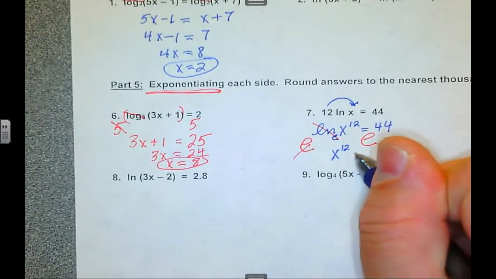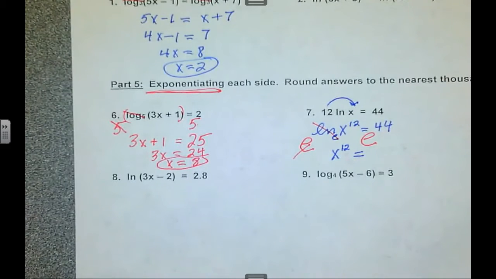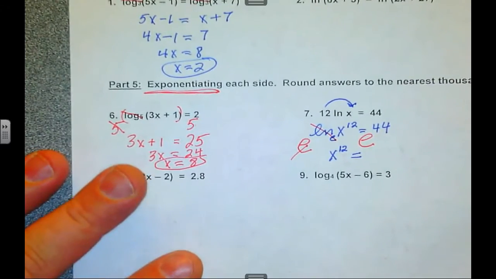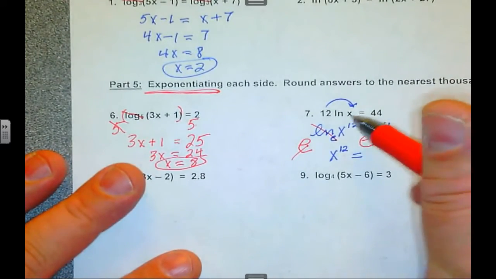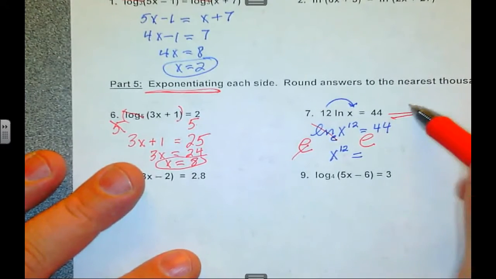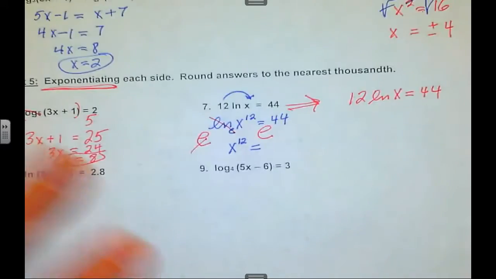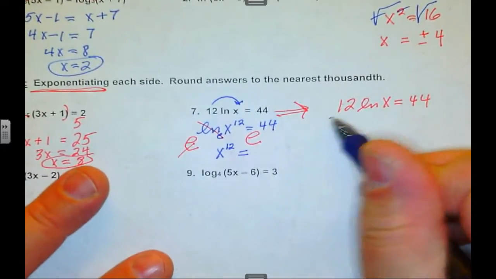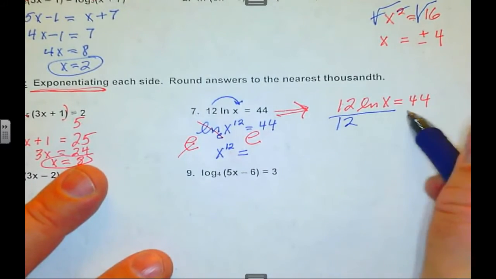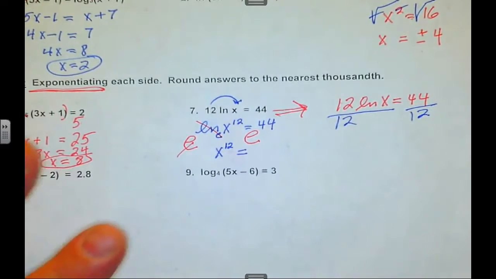the 12 equals, oh shoot, I should have divided by 12 first. Ah, darn it. It makes my life easier. Let's divide by 12 first. Sorry. We could do it the other way. It's just a lot more complicated.